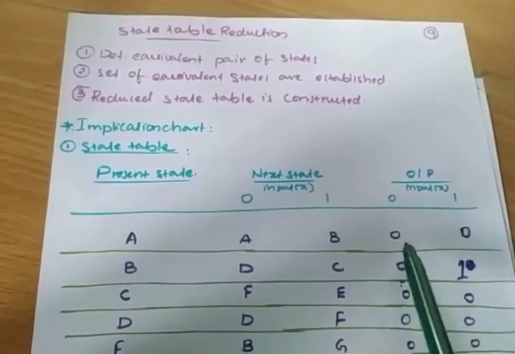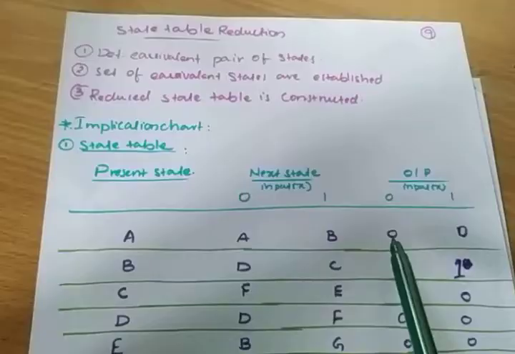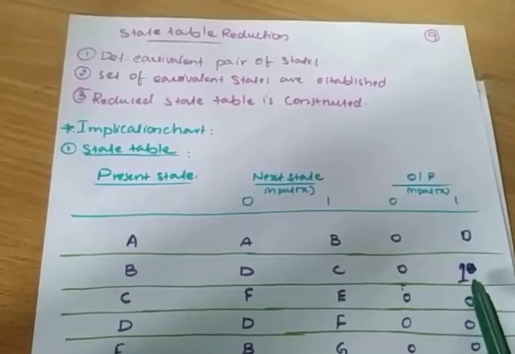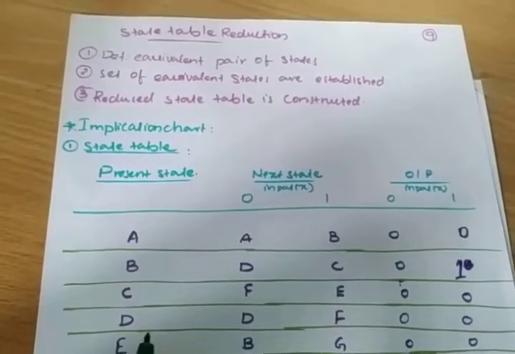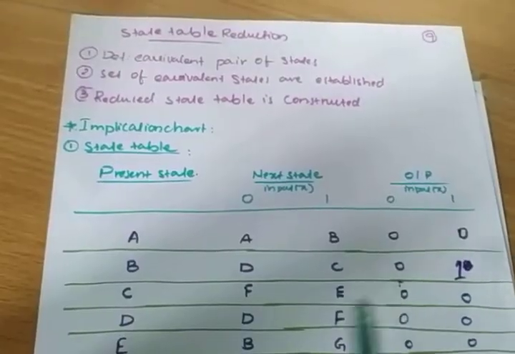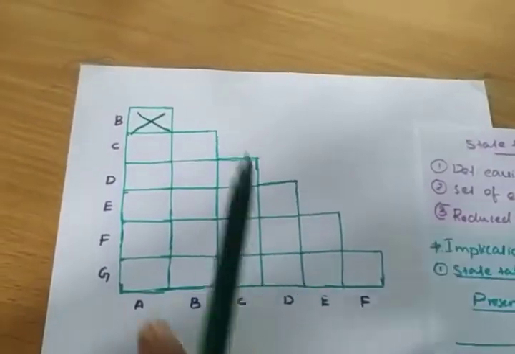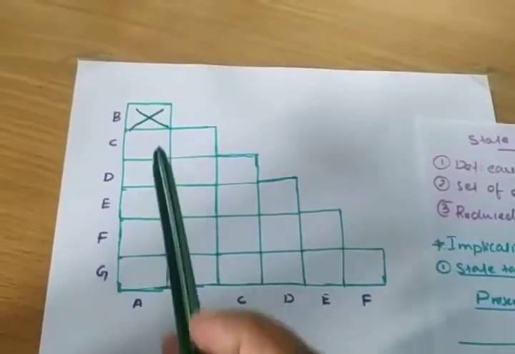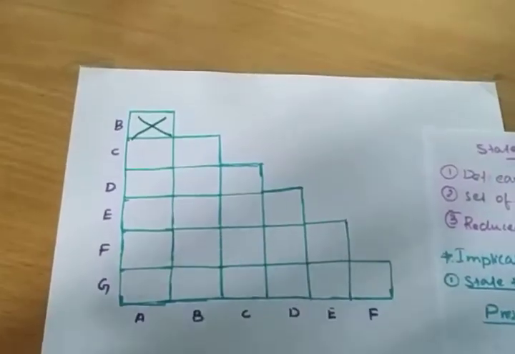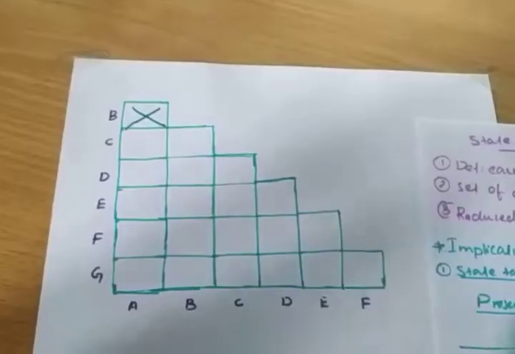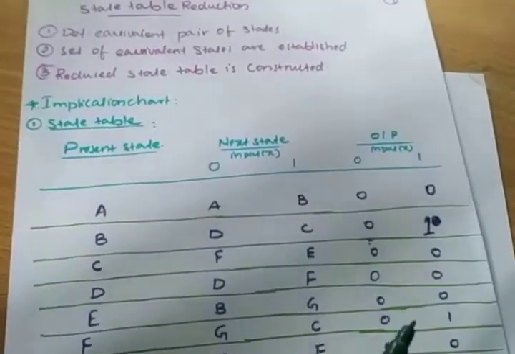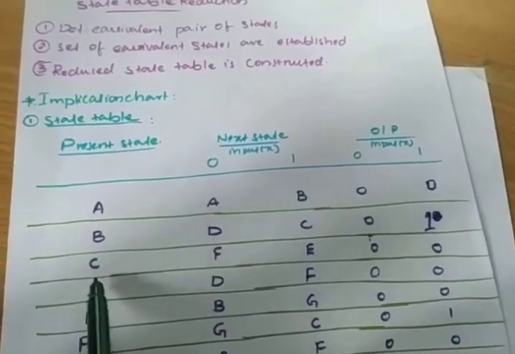So we need to check the output first. In the first condition, we need to check the output. If the outputs are equal, then we can take it. If the outputs are not equal, we can put a cross mark. So first, for these A and B states, the outputs are not equal, so we put a cross mark there. Now check for A and C.